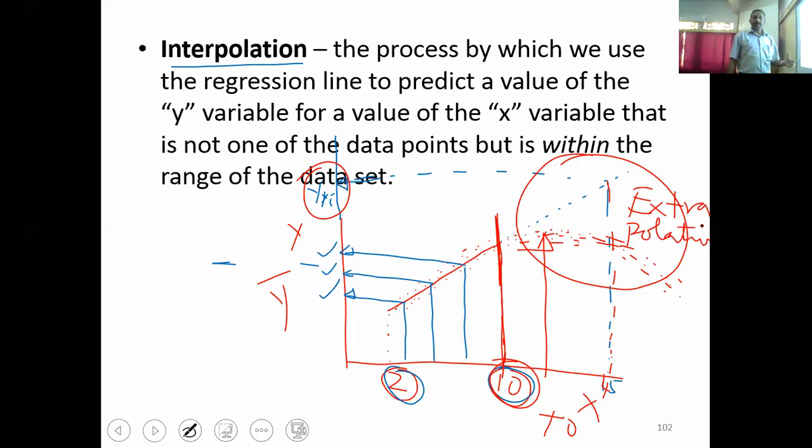This is called extrapolation. So interpolation is always better. It is safe. Within the data, we predict the value. Extrapolation means beyond the data available, we try to predict the value. So extrapolation is always dangerous.